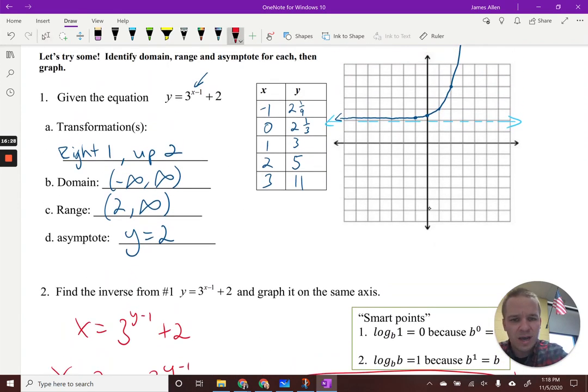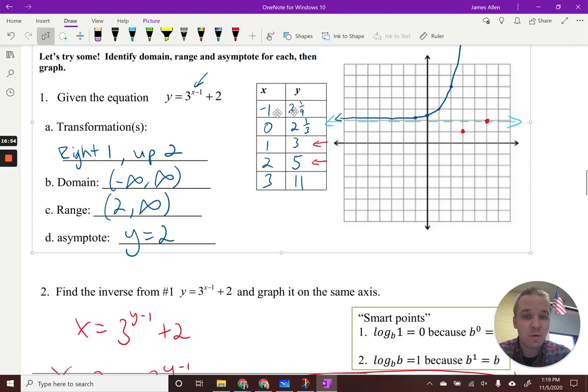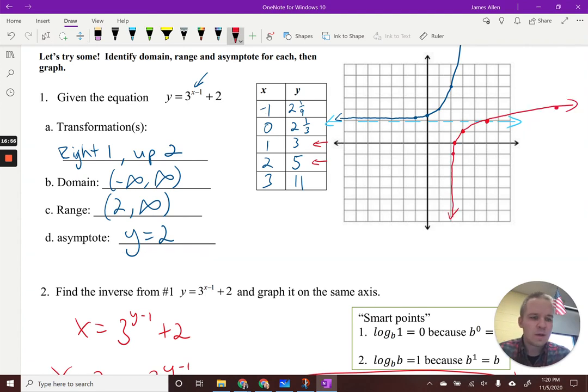3, 1, and 5, 2. Ooh, look at that. That's flip-flopped with these ones, right? That makes sense, right? Because our inverse flip-flops points. X and Y switch. Okay, so I said I had 3, 1, and then I had 5, 2, which is right here. I'm going to plot a few more here by just flipping my X's and Y's from this table right here.